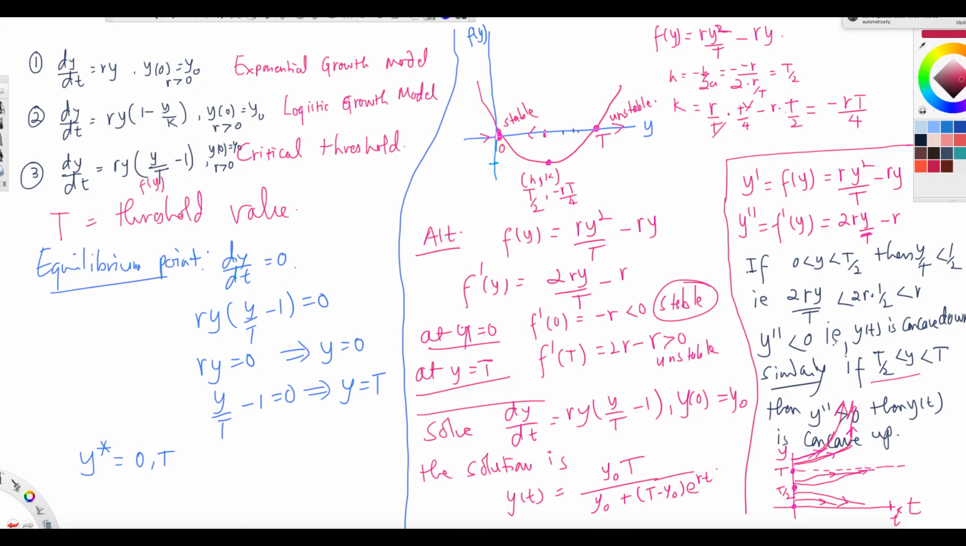So this is all about the critical threshold model. It is basically the logistic growth model with critical threshold. Okay, guys. In the next one, I will combine the threshold and the logistic growth, which we call logistic growth with threshold. All right.